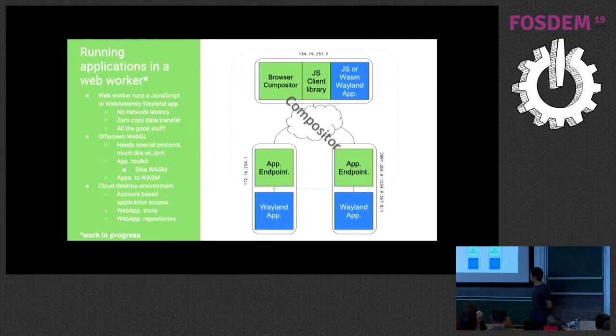So let's see, we have web workers. They have no network latency, great. They have zero copy data transfers. We can send blobs in web workers to the main thread with zero copy semantics. In short, we have all the good stuff that we have in an ordinary native Wayland compositor. And quite recently, the browsers started implementing off-screen WebGL, which means we can actually render using WebGL inside the web worker off-screen, and use the zero copy semantics to transfer that WebGL rendered image to our compositor.